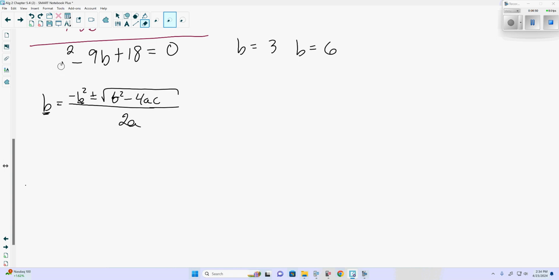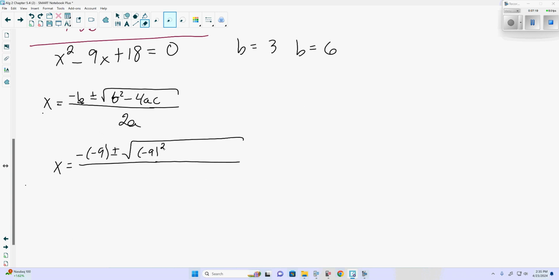Because really, if we're using the quadratic formula, we should think of it as this here, and we're really solving for this x. Those two b's are different. Because the b that we plug into the quadratic formula is the number in front of our middle term. So in this case, it'd be negative 9, and that shouldn't be squared.